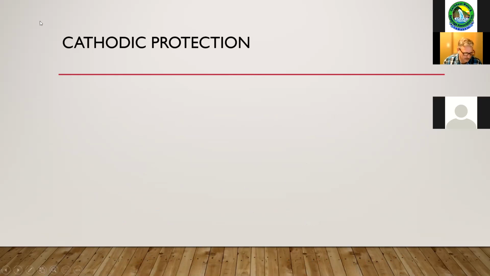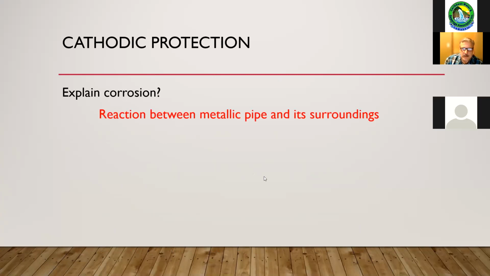Moving on to cathodic protection. Can you explain corrosion? The basics of what's happening when pipes are corroding. So corrosion is a reaction between metallic pipe and its surroundings. That's when you get right down to it, that's the basics. Good answer, thank you, Nicole.